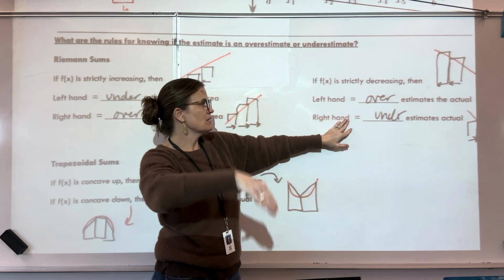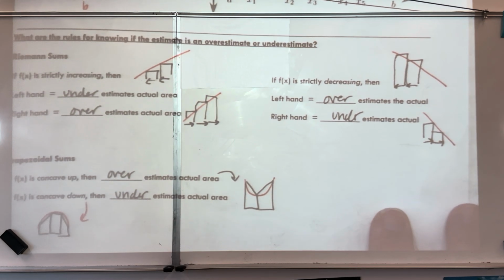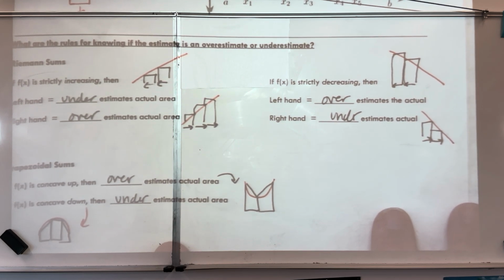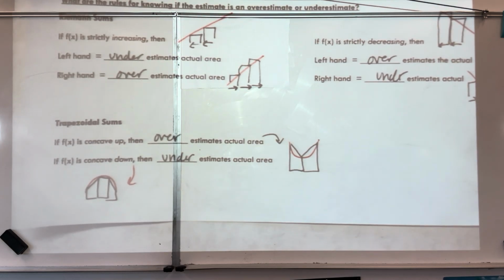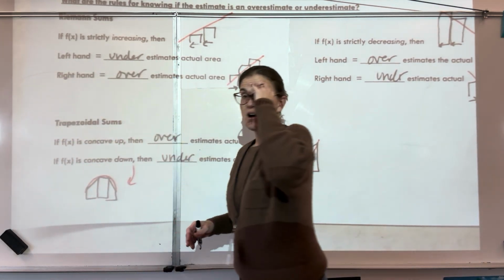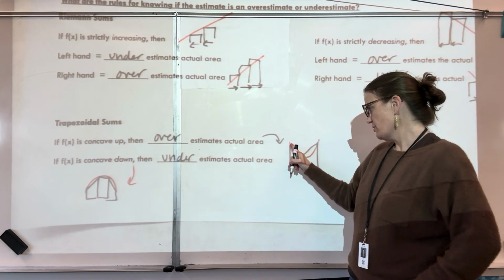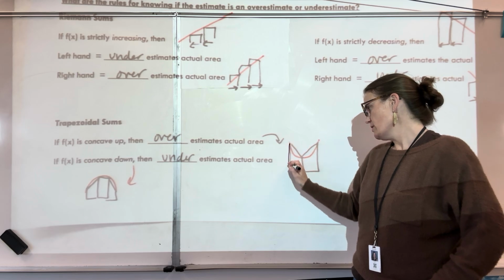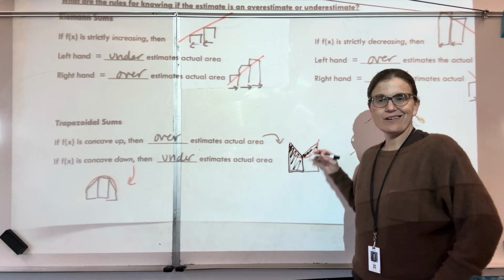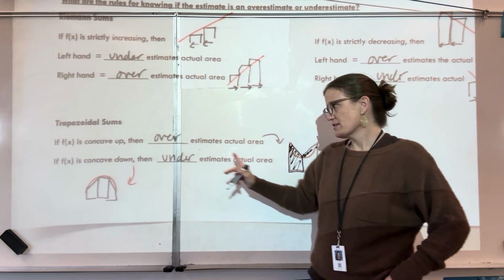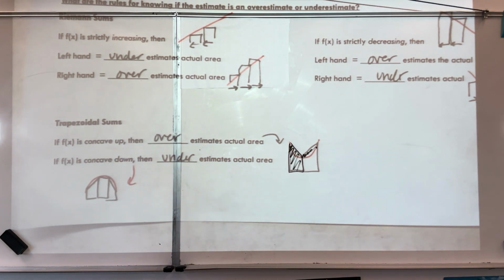Versus if the function's strictly decreasing, let me move this over so you can see a little bit more, then the left-hand Riemann sum would be an overestimate, and the right would be an under. So vice versa of the right one. For the trapezoidal sums, the estimate will have to do with the concavity. If f of x is concave up, here's that scenario, a concave up curve, trapezoids will always overestimate this because I would include all of this area in there that really shouldn't be included. So that'd be an overestimate. And if it's concave down, then the trapezoids will be an underestimate.